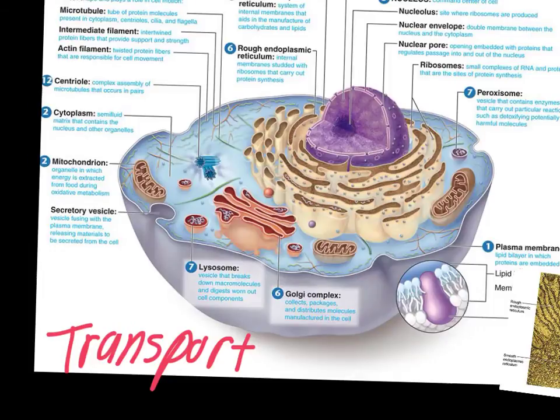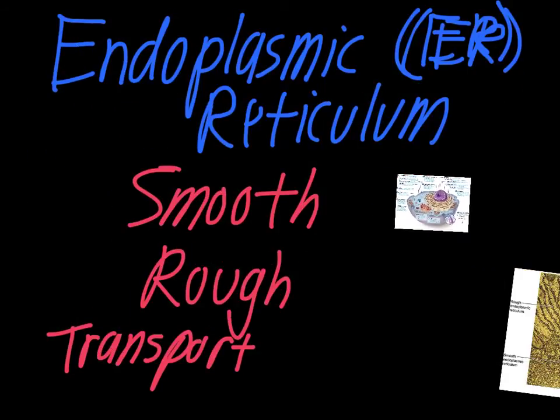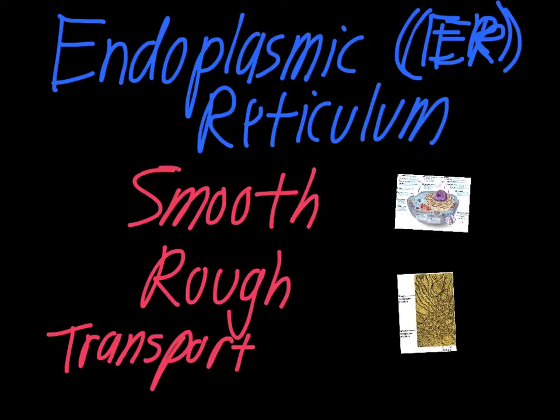So when it comes to the endoplasmic reticulum, you have to remember a couple of things. It's ER for short as its abbreviation. Then there's two types. We've got smooth endoplasmic reticulum and rough endoplasmic reticulum, and it's used for transporting things inside of the cell.